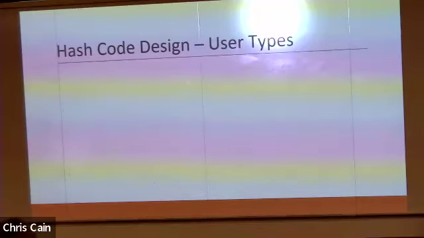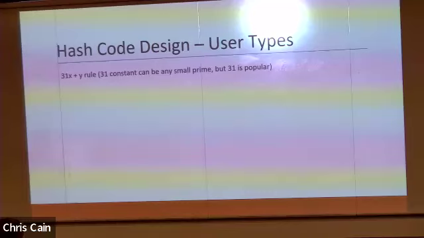You have your own types. So how do you write a hash code for your own user design types? This one is very important because it's the one that isn't implemented when you go to make your own custom objects. So we're going to use a very similar Horner's rule, 31x plus y rule. And again, the 31 can be any small prime. 31 is particularly popular. How will you do it? You initialize your hash code to a small prime.